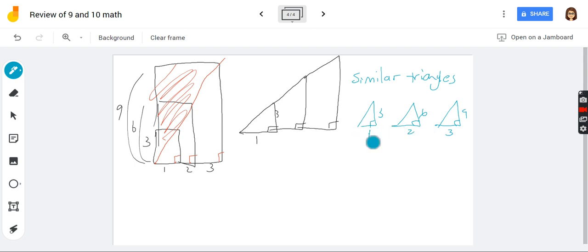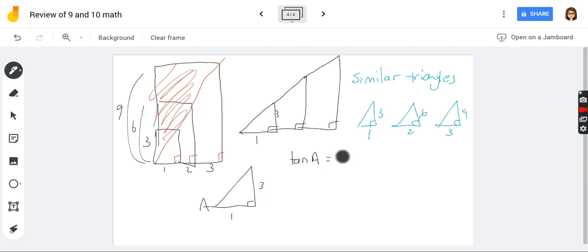Now, what did we learn about similar triangles in grade 10? We said that for any right angle triangle, we can write a ratio for the sides. So if I call this an angle and give the angle a letter, then we have names for the ratios of these sides. So this is a 3 and this is a 1. Does anyone remember what you call this opposite side divided by this adjacent side? So that is called the tangent ratio.